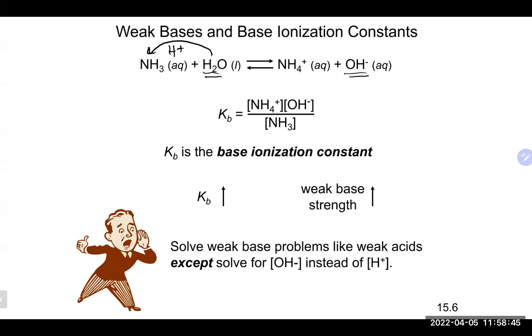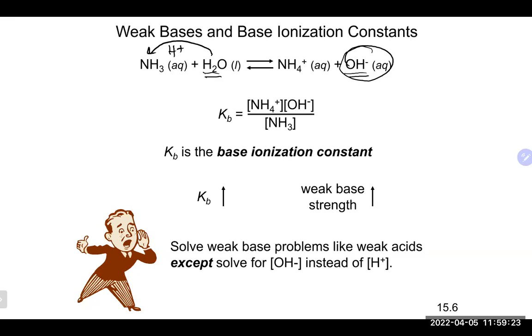Just like the trend that we see with Ka values, as the Kb value increases, the strength of the weak base also increases. And that is because, again, same idea, you will have more products at that point, and you will have more free hydroxide in solution, making it a stronger weak base. Much like in the acid situation, a strong base like sodium hydroxide or potassium hydroxide is obviously much stronger than these guys because they will break apart.